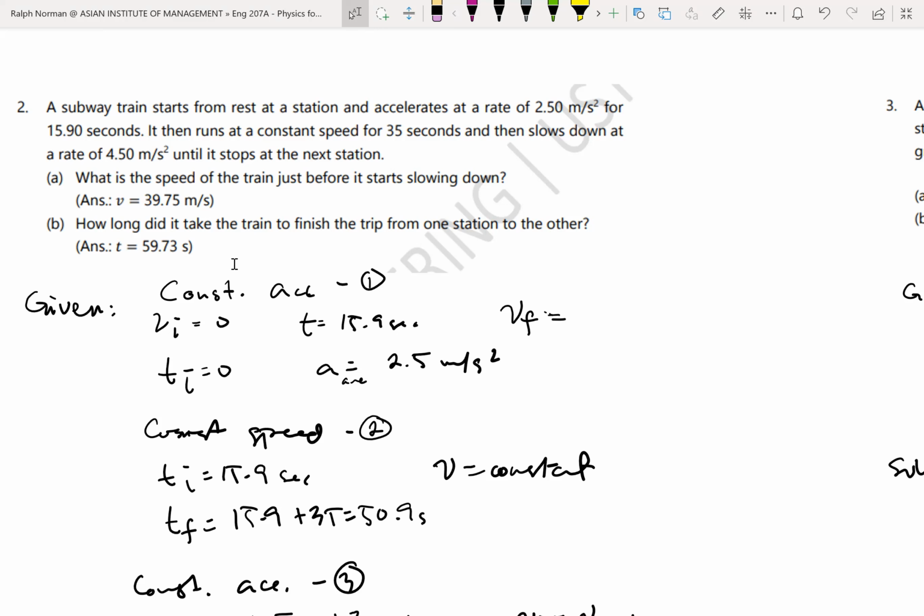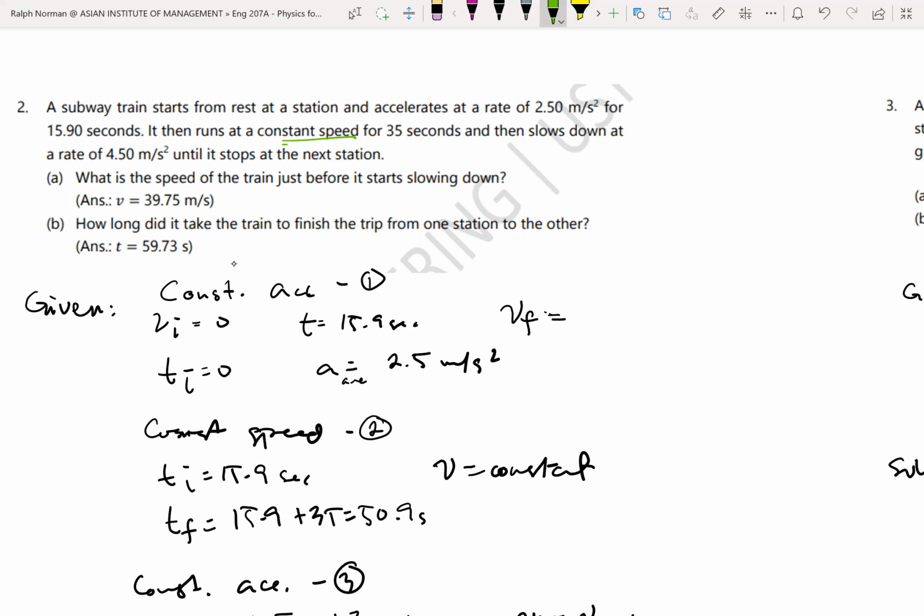So hence yung delta t mo dito is 15.9. And you have a constant acceleration of 2.5 meters per second squared. And we don't know pa yung final velocity here, but we have a clue pagdating sa second state. It says there, after 15.9 seconds, it then runs at a constant speed for 35 seconds. So from there, you know very well yung initial velocity niya was yung final velocity ng first state. And yung final time mo from the first state is yung initial time mo for the second state at 15.9 seconds.